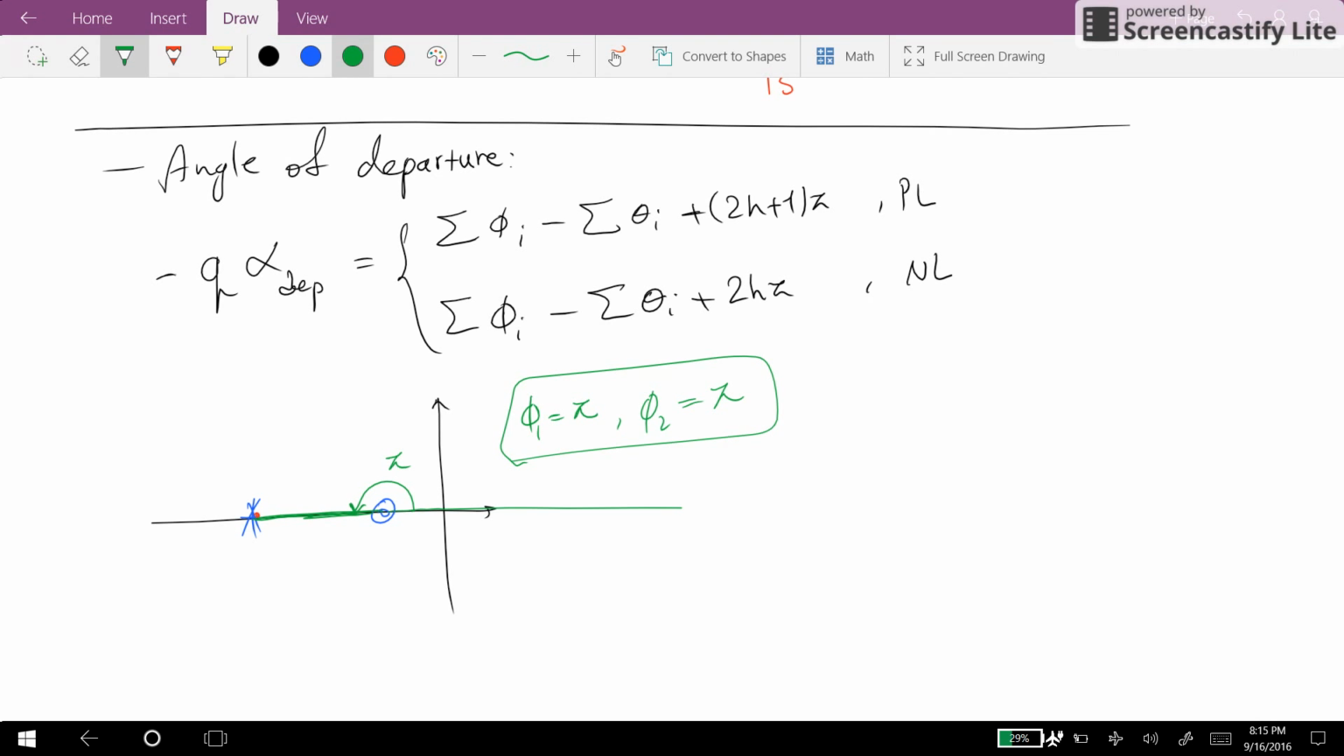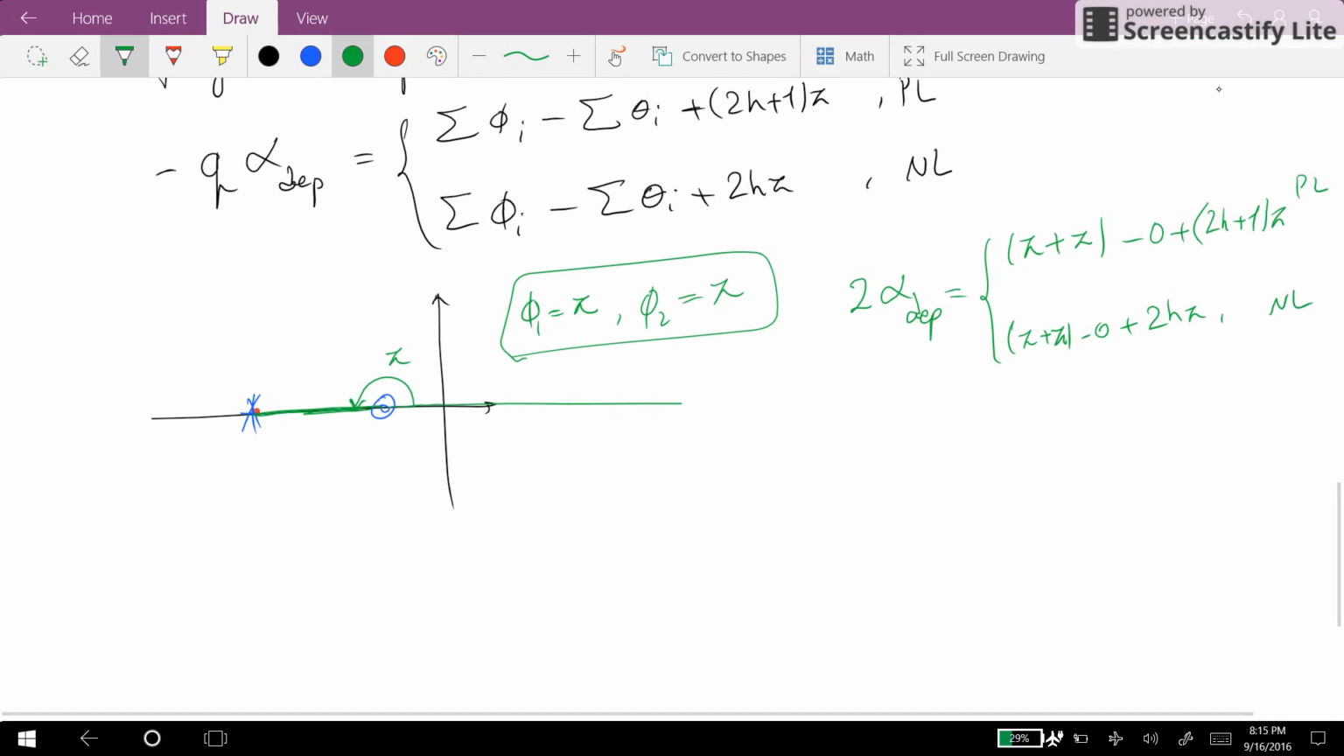So as a result, we will have 2 times angle of departure equal to pi plus pi minus 0 plus (2h plus 1) times pi for positive locus, and pi plus pi minus 0 plus 2h times pi for negative locus.